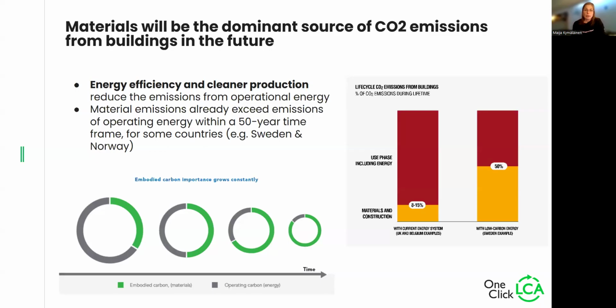So the average material emissions are exceeding operational ones already in some countries. For example, in Norway, practically all electricity is generated by renewables. So in these places, the material impacts are, of course, much higher than the operational ones.